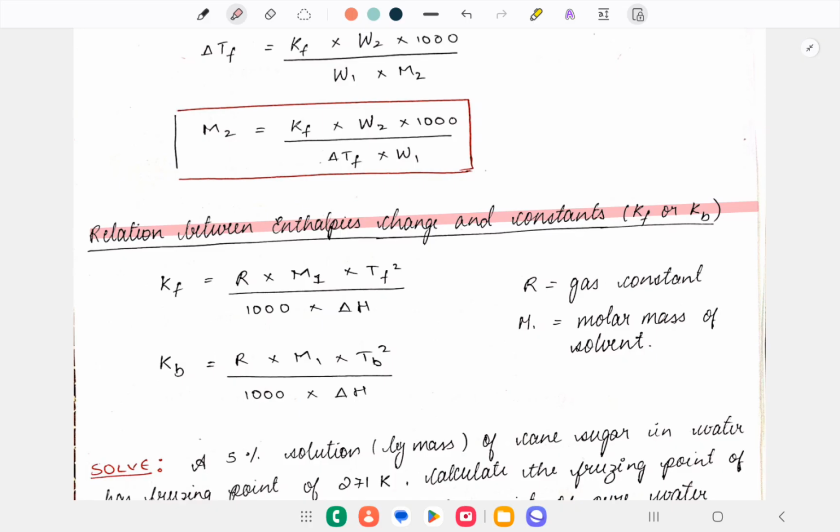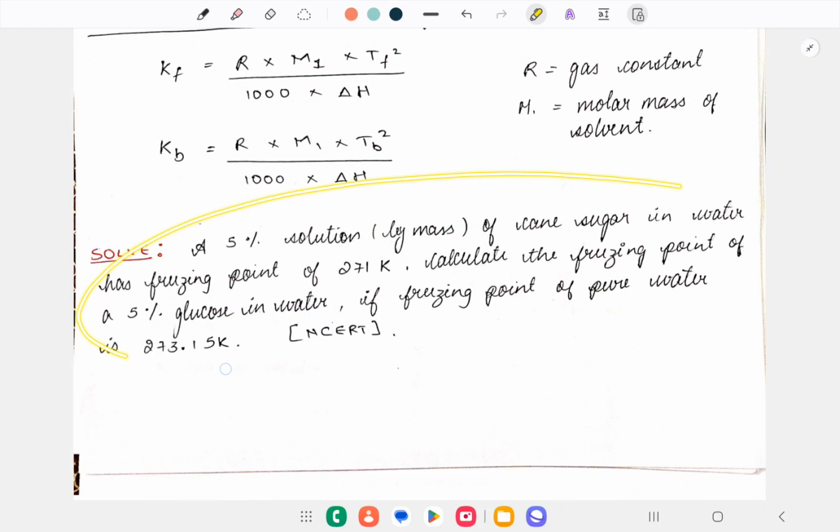There are some important relations which you have to remember, that is the relation between enthalpy changes and constants. These are the two equations which you have to remember, which are provided in your NCERT. Here R is the gas constant and M1 is the molar mass of the solvent. Here change in H represents the enthalpies: this one represents the enthalpy of fusion and this one represents the enthalpy of vaporization. A question is provided for you.